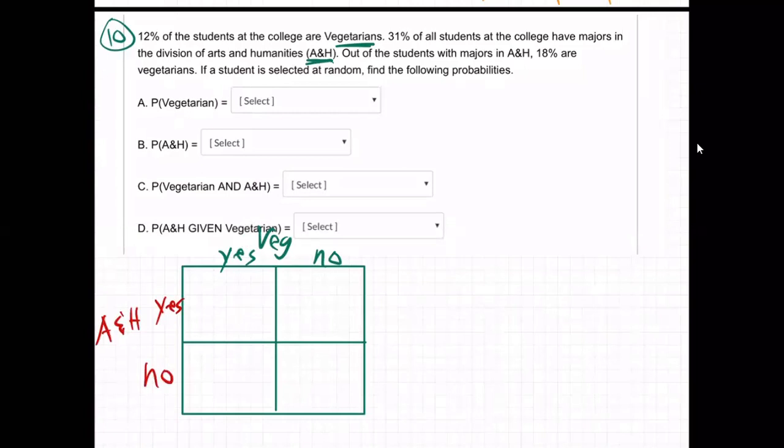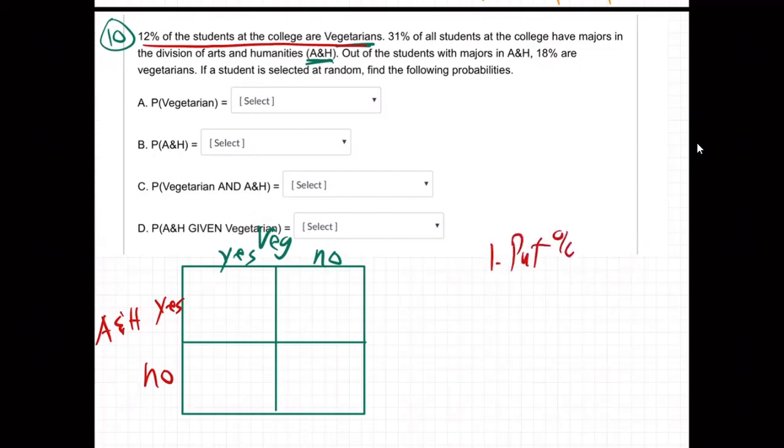So 2 qualities or characteristics. Are you vegetarian? Yes or no? Are you an arts and humanities major? Yes or no? Okay. So here we go. And what do you do first? You start with the both. Now, I don't know if they give us both, honestly. 12% of the students are vegetarians. 31% of all students in the college have majors in arts and humanities. Yeah, no, I can't start with both. This one's more tricky.